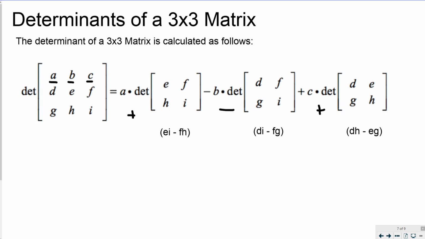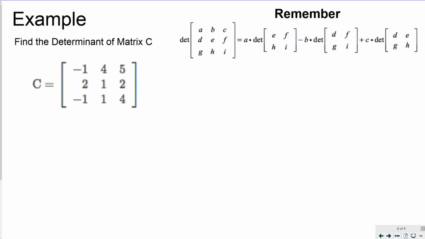It's a little bit of complicated work, but otherwise it's pretty easy to actually do. So let's take a look at an example. Find the determinant of matrix C. Up on the top, I put the formula down, remembering that this is going to be positive, negative, and positive.